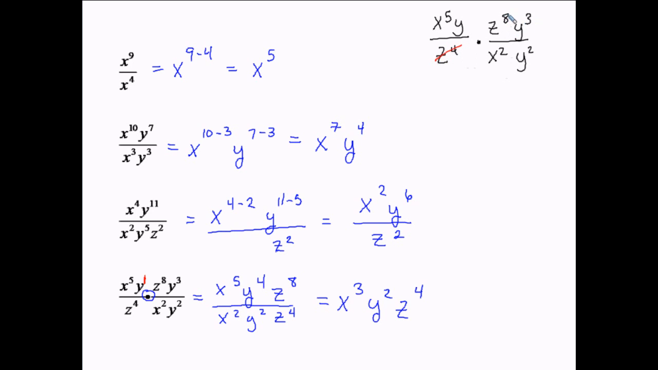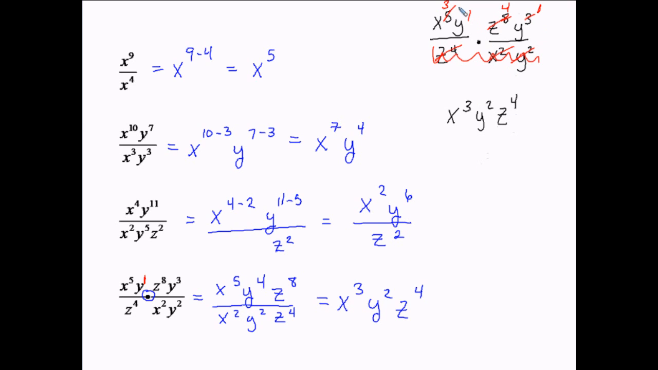There's 4 z's and 8 z's, so this leaves me with 4 z's. 8 minus 4 is 4. There's 2 x's and 5 x's. 5 minus 2 is 3. 3 y's and 2 y's. That leaves me with 1. And then there was 1 there because there was nothing on it. So all of the ones in the bottom have been canceled out. So what I have left is I have 3 x's, 1, 2 y's, and then 4 z's.